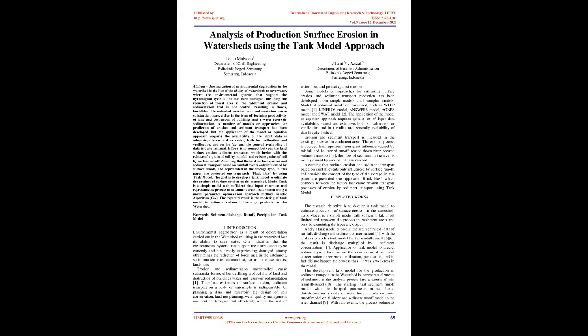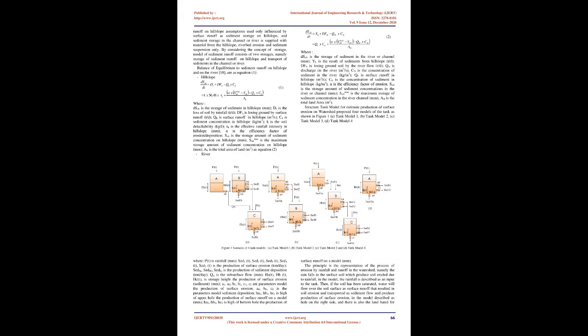Erosion and sediment transport are included in the existing processes in catchment areas. The erosion process sourced from the upstream area is greatly influenced by rainfall and is carried by runoff down the river, becoming sediment transport 3. The flow of sediment in the river is mainly caused by erosion in the watershed.